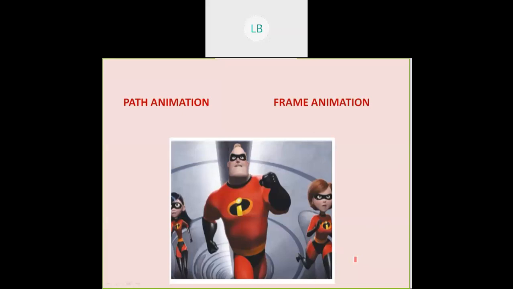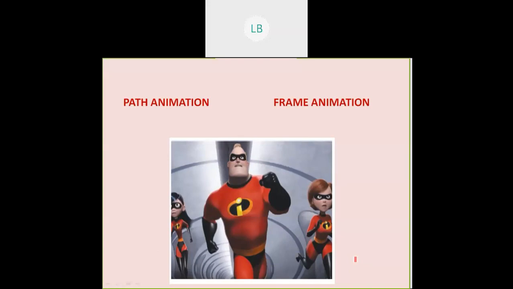The two basic types of animations are path animation and frame animation. Path animation involves moving an object on a screen that has a constant background. For example, a cartoon character may move across the screen. In frame animation, multiple objects are allowed to move simultaneously and the background or the object also changes.